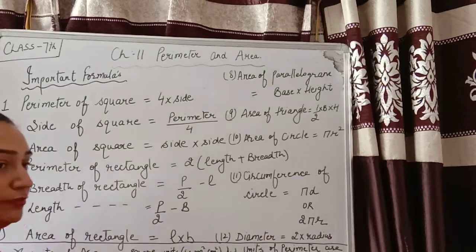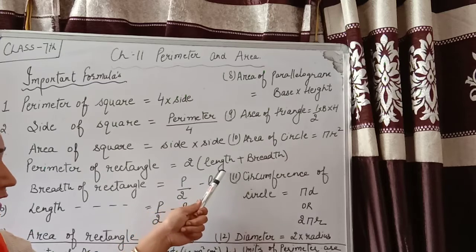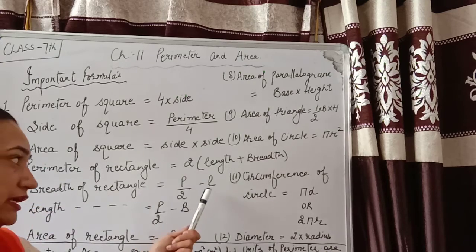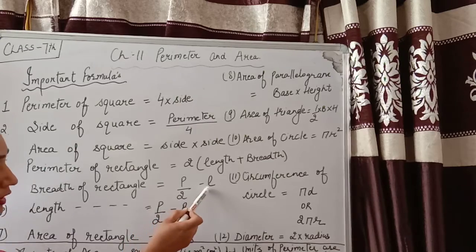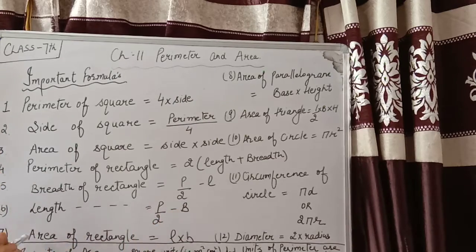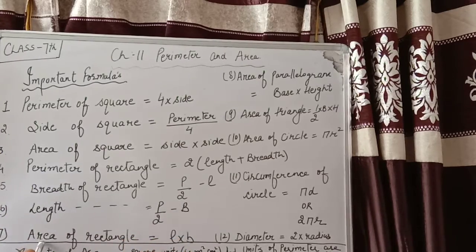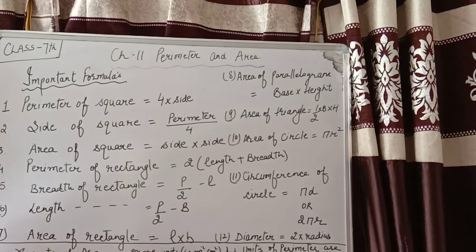And if length and breadth are given and you have to find the perimeter of the rectangle, apply this formula, 2 bracket length plus breadth. If we have to find the breadth of the rectangle and perimeter and length are given, then perimeter divided by 2 minus L. And in the same way, to calculate the length of the rectangle, perimeter by 2 minus breadth. And area of rectangle is what? That is L into B, means length multiply breadth.